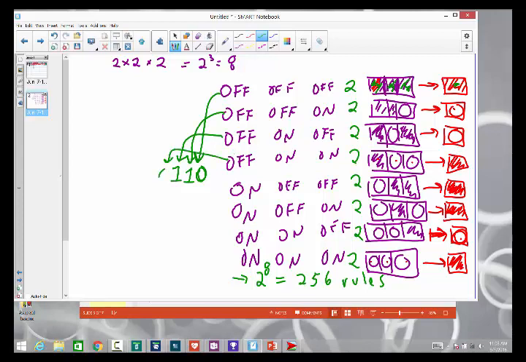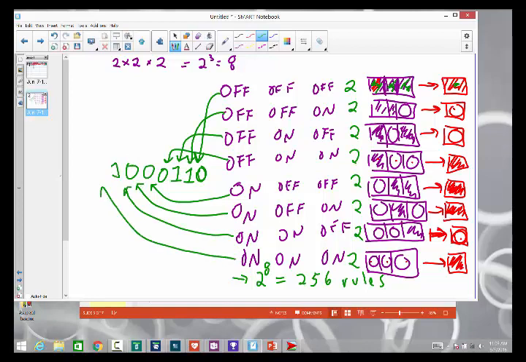This one that's right here is a 0. The one that's next to it is a 0. This one is a 0. This one is a 1. And this one is a 0. So the binary code number, this is in binary, it's all in zeros and ones, for this particular rule is 01100010.